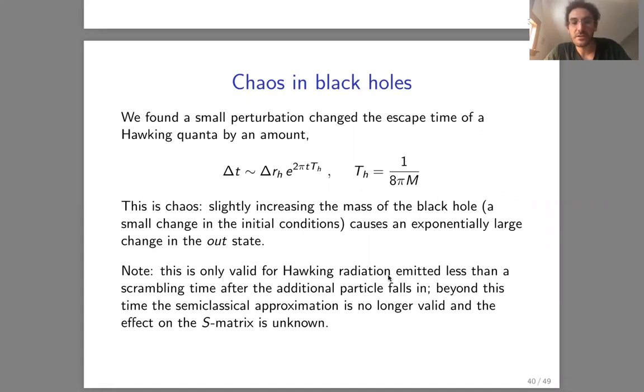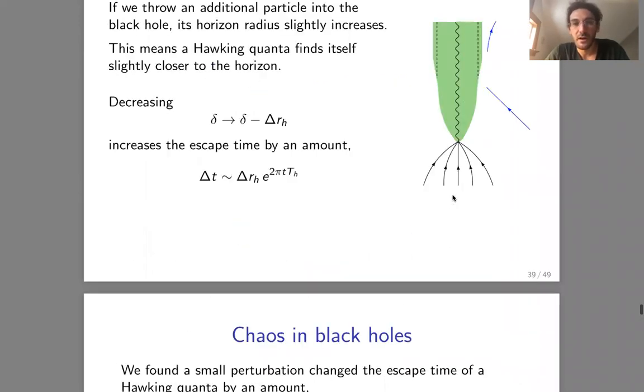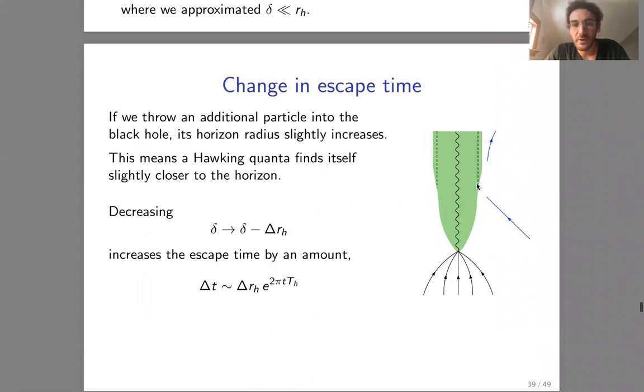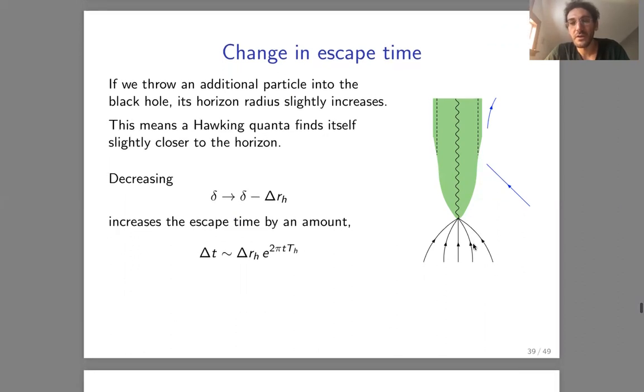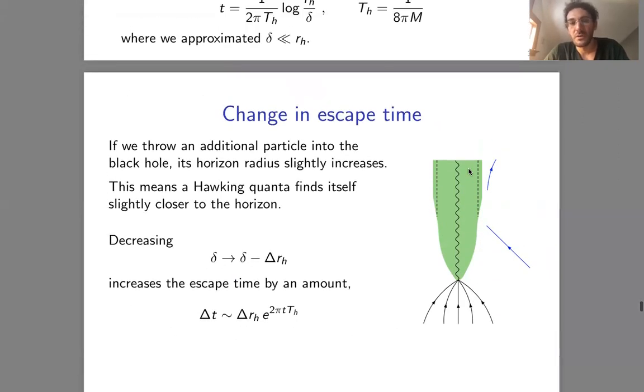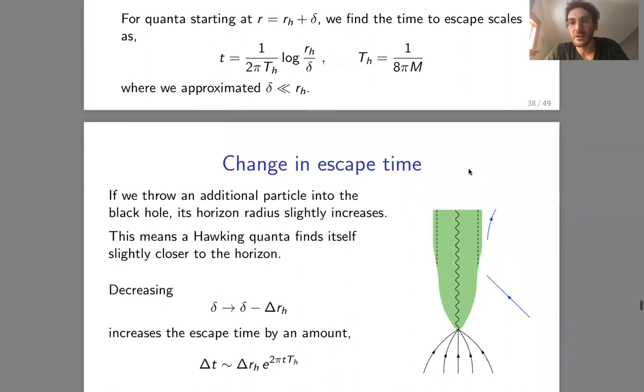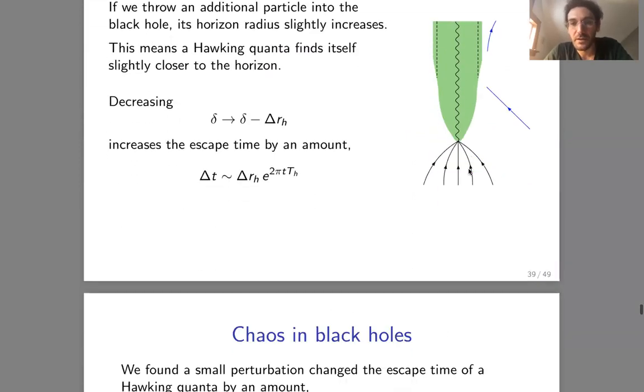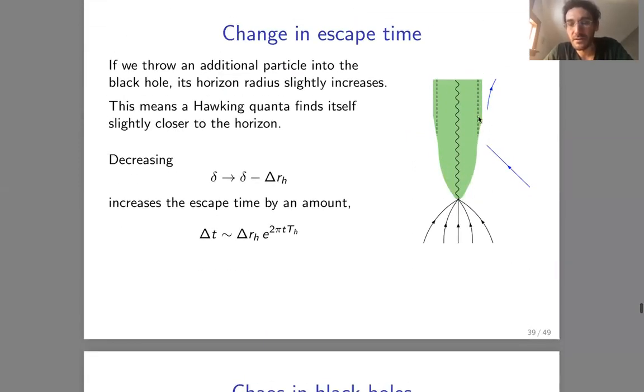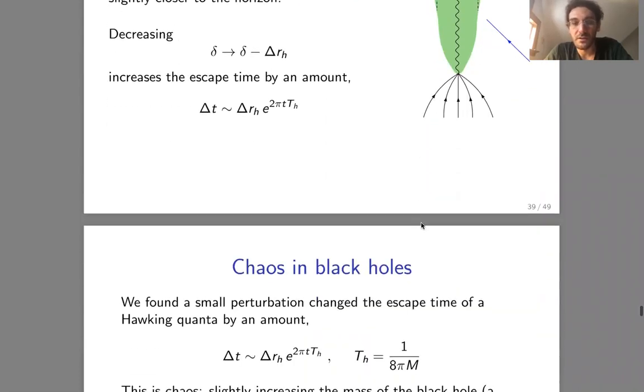this calculation is only valid because we're using semi-classical physics. It's only valid for Hawking radiation emitted less than a scrambling time after the additional particle falls in. So you send the particle in, then there's this small window of time that you can do the computation, but if you wait long enough, then we no longer know what the impact is on the outgoing Hawking quanta after a scrambling time, because this entire little semi-classical picture is no longer valid.